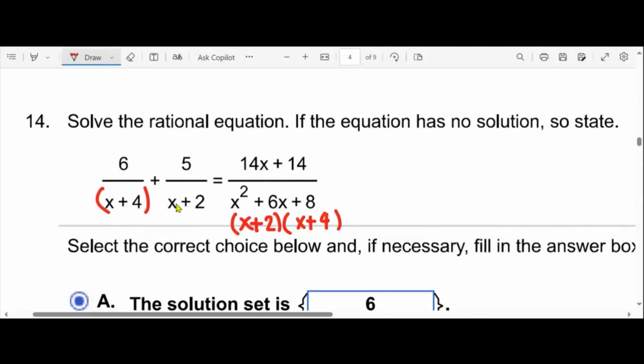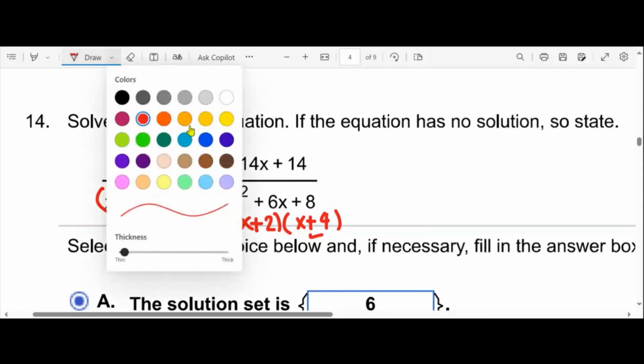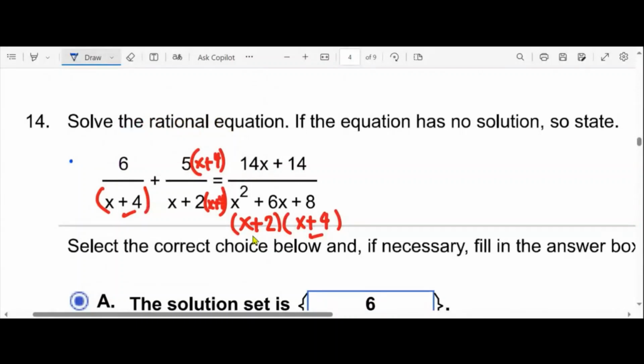Now, do we have x plus 4 here? Yes. We have x plus 4 here, but we don't have x plus 4 here, so we have to add it. If you multiply in the bottom, you multiply in the top. Exactly. Now, what about x plus 2? Do we have x plus 2 here? Yes. If we multiply the top, we need to multiply the bottom. So we have x plus 2 here. Is this clear? Yes.